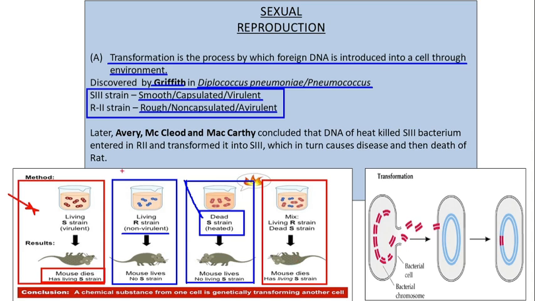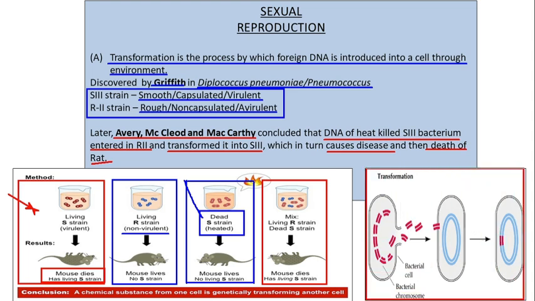The reason was discovered later on by Avery, MacLeod and McCarty. They observed that DNA of the heat-killed S3 bacterium had entered into the R2 strain. Yes, so this is transformation. The R2 strain has become transformed into S3 and therefore it has caused disease and led to the death of the rat. So transformation is basically a process in which bacterial DNA moves into a new bacterial cell through the environment.